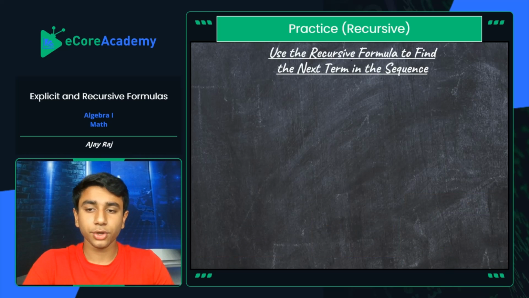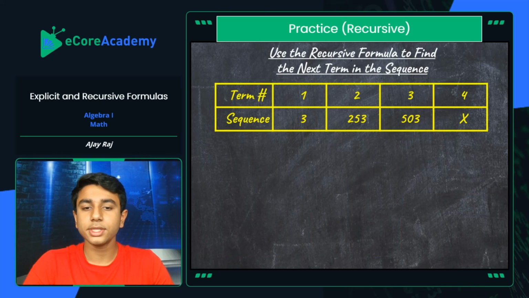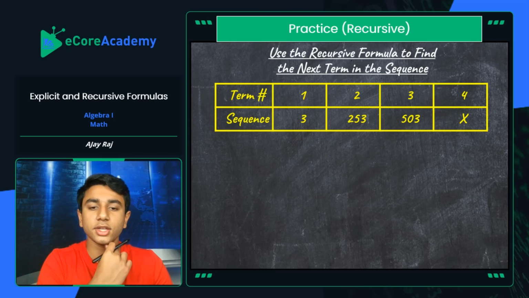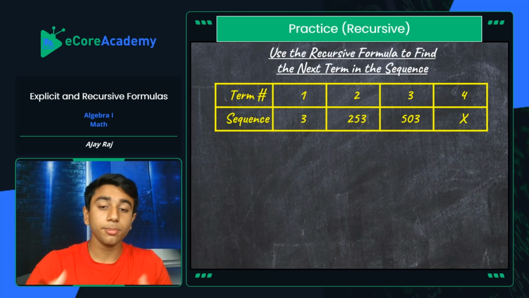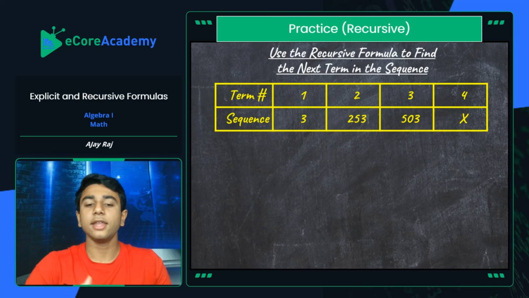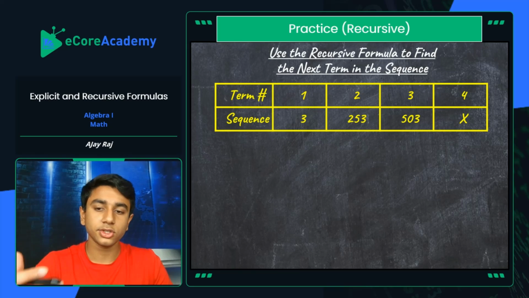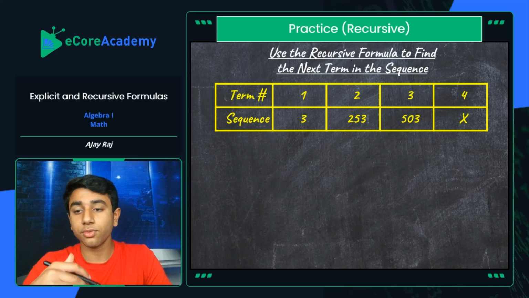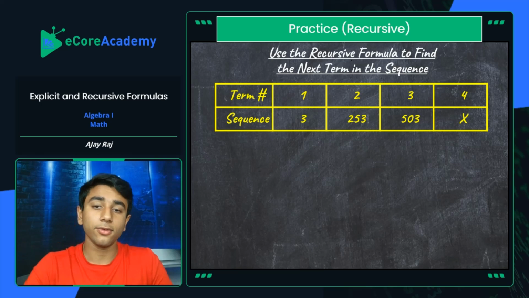So let's use the recursive formula to find the next term in the sequence below. We're given this sequence. This is how I like to organize it, and this is how most courses like to organize it. You'd put on top your term number, being your domain, your x values, if you think of this as a graph, and then on the bottom part, you're going to put your sequence. It's like your range, your y values. It's your actual sequence numbers. So for our sequence, our first term is 3, our second term is 253, our third term is 503, and our fourth term is what we're looking for, x.